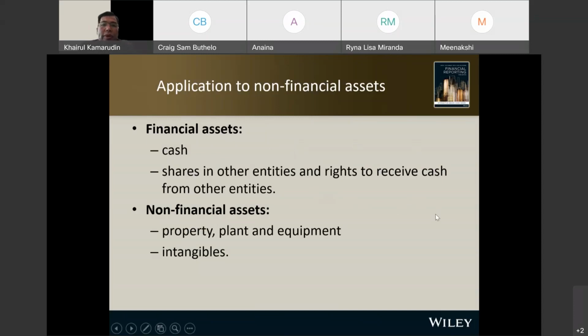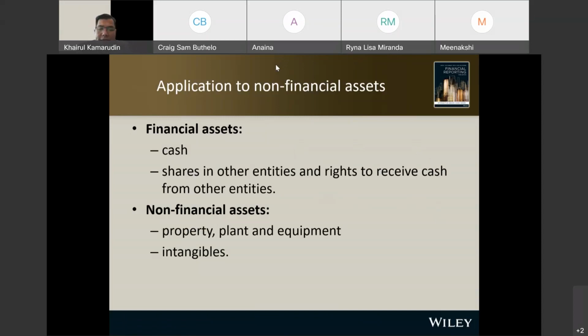Okay, I'm going to continue about the application of fair values. So how are we going to apply that? Number one, you need to distinguish between financial assets and non-financial assets. What is a financial asset? What is a non-financial asset?